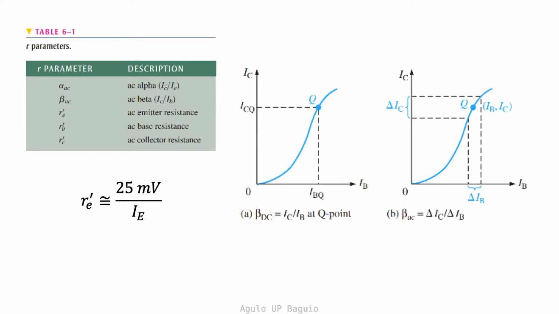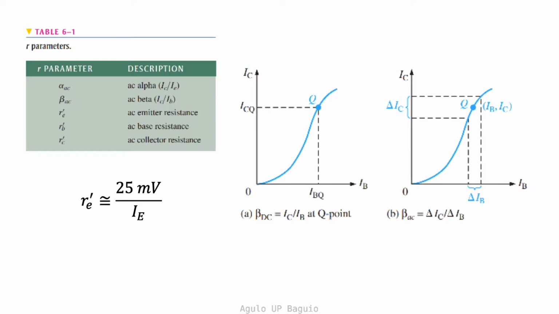R sub E prime is the AC emitter resistance. R sub B prime is the AC base resistance. R sub C prime is the AC collector resistance. For amplifier analysis, the AC emitter resistance is the most important of the R parameters and is given as shown. R E prime is approximately equal to 25 millivolts divided by the DC emitter current. Note that the AC emitter resistance is computed from the DC emitter current as symbolized by the capitalized subscript.